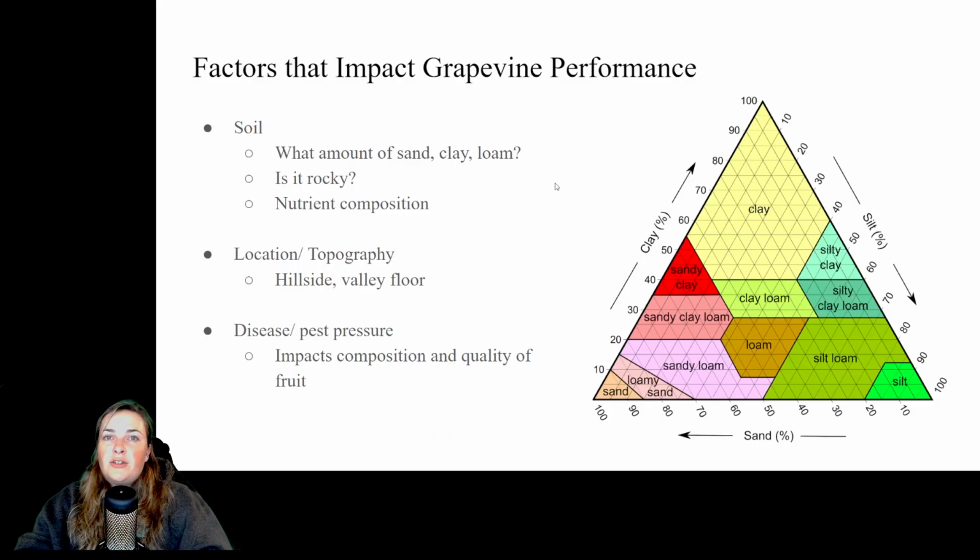Disease and pest pressure also play a component. So this could impact, of course, the composition and quality of your fruit, right? So if you have some kind of pest that's eating up your grapevines, that's going to impact the performance.